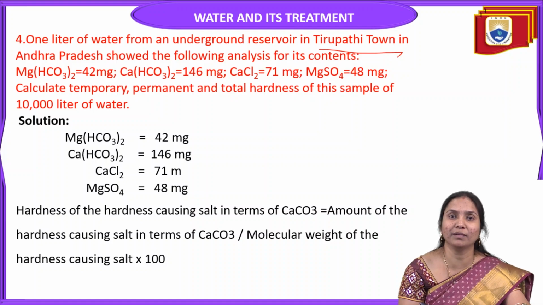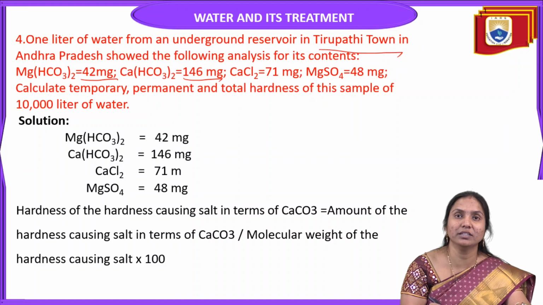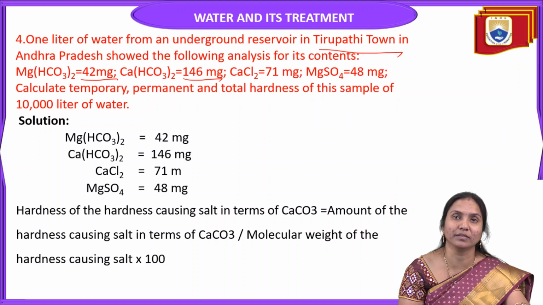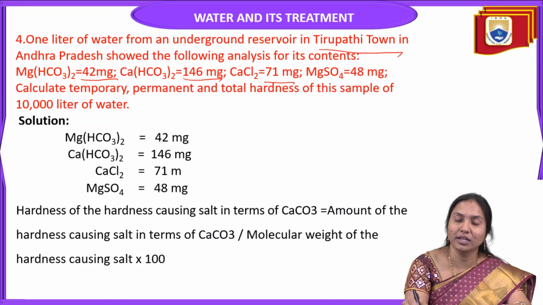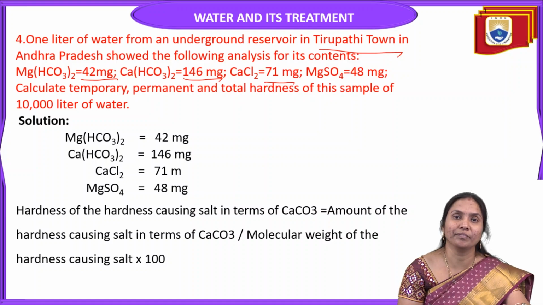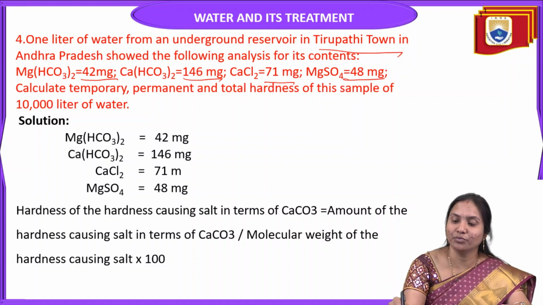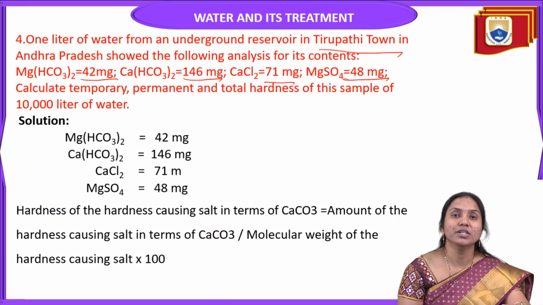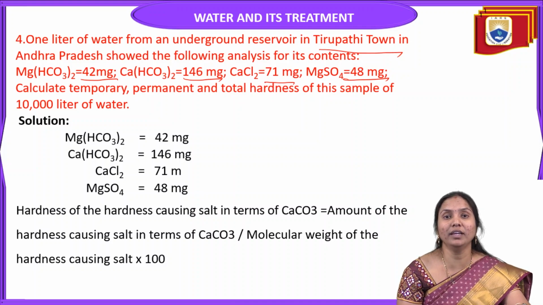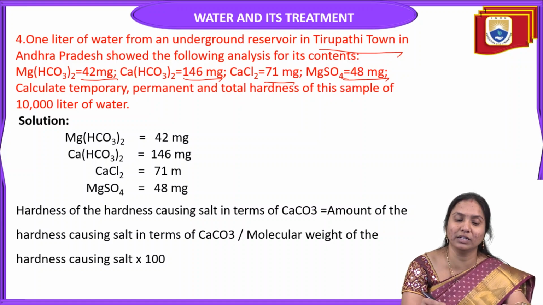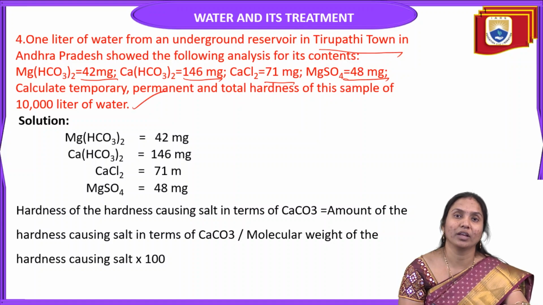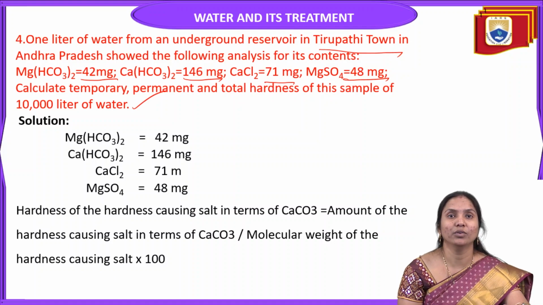Magnesium bicarbonate is 42 milligrams, calcium bicarbonate is 146 milligrams, calcium chloride is 71 milligrams and magnesium sulfate is 48 milligrams. Now calculate the temporary, permanent and total hardness of this sample of 10,000 liters of water.